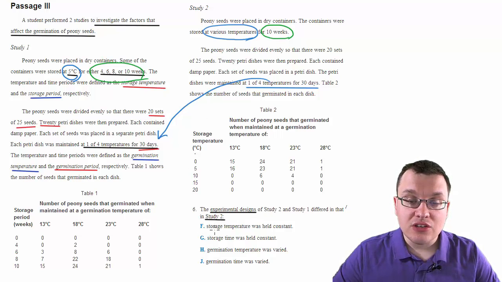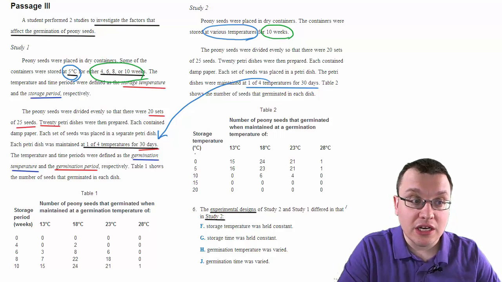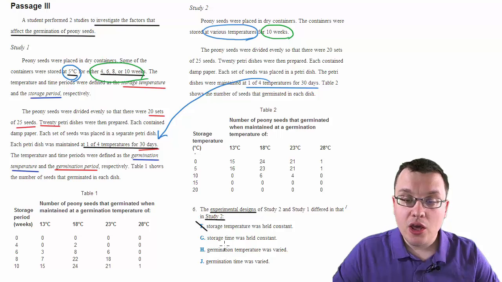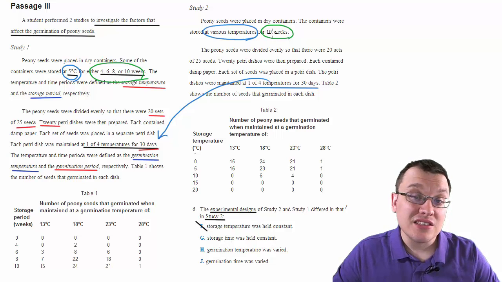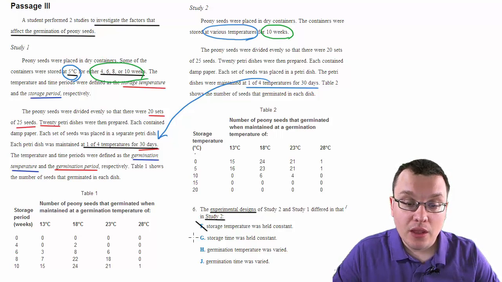Study 2, storage temperature was held constant? No. Notice we see in study 2, the storage temperature is various temperatures. In study 1, the storage temperature was held constant, but it's not true for study 2, so we'll get rid of F. Storage time was held constant. Yes. Notice here in study 2, the storage time is 10 weeks, whereas in study 1, it was varied. So we like G.